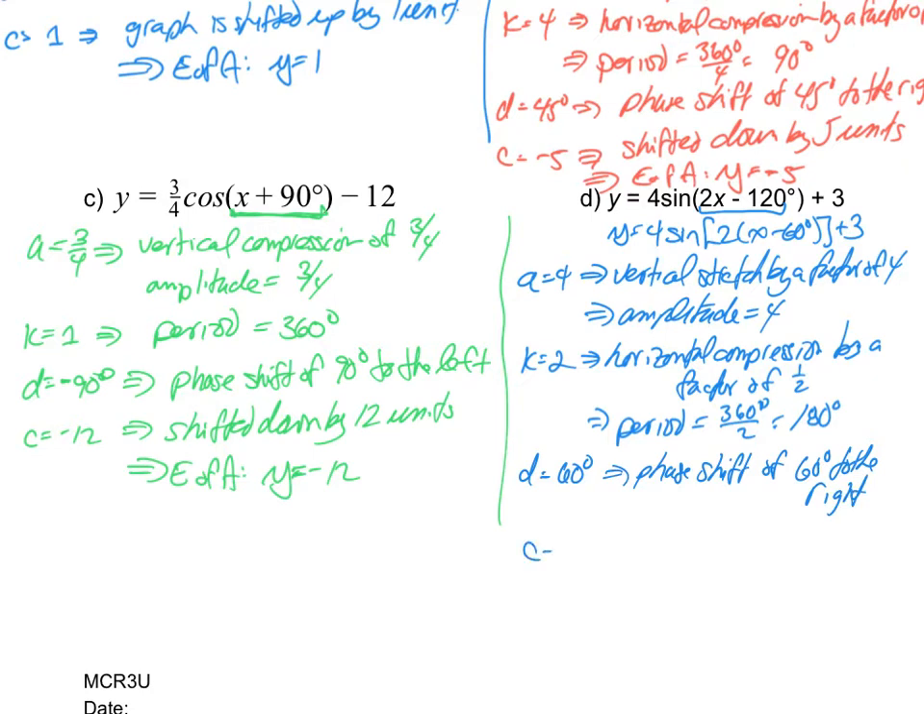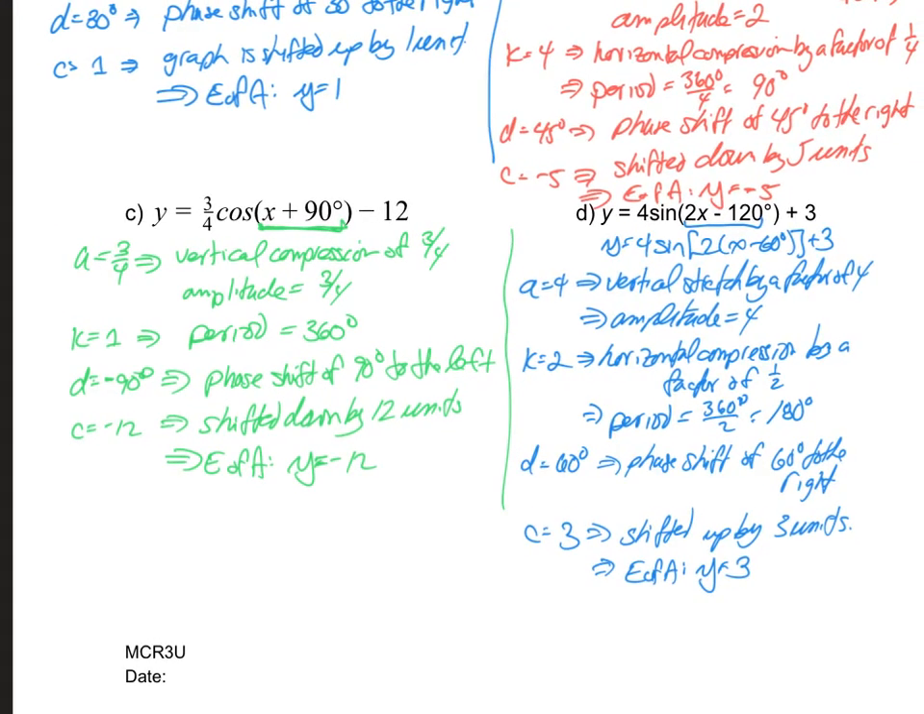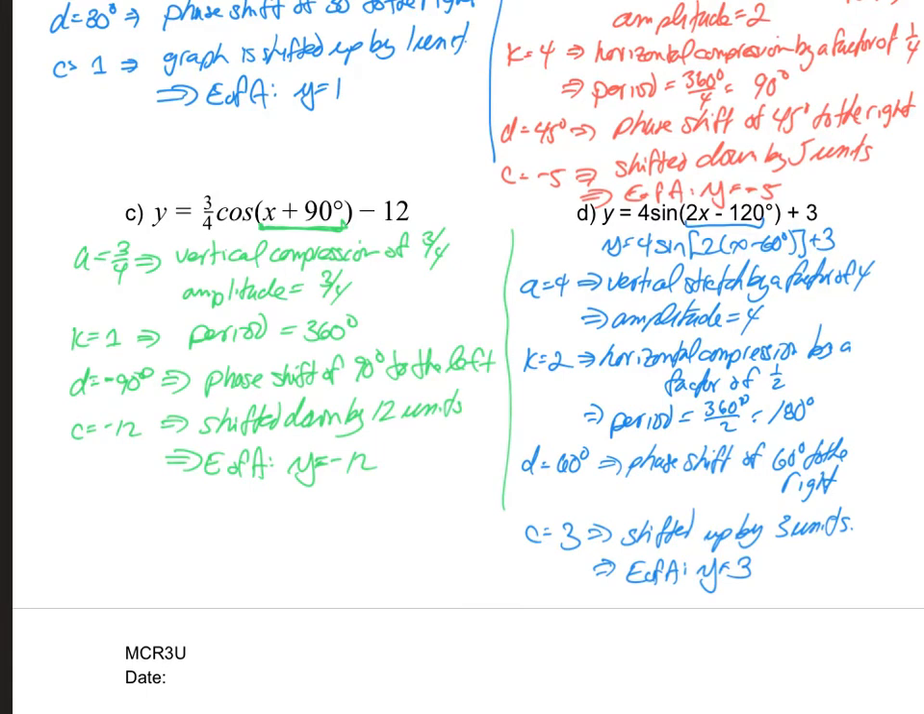And finally, we have a C value of 3, which means that the graph is shifted up by 3 units. And more importantly, for the sinusoidal function, that means the equation of axes is going to be y is equal to 3. Okay, so given an equation, that's how we pick out the transformations, and more importantly, how we could go off and define the amplitude and the period and the phase shifts, and the new equation of axes of our sinusoidal function.